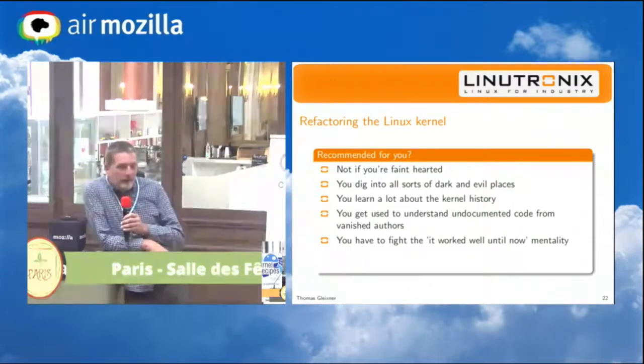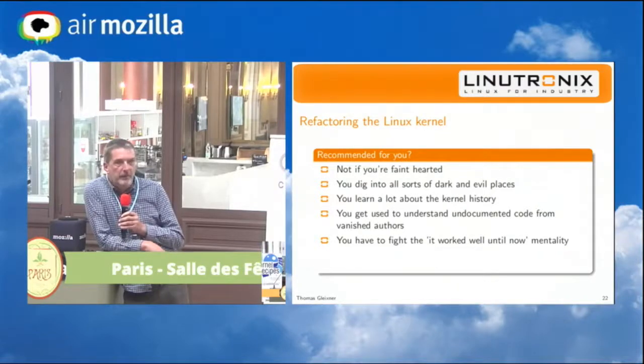But on the other hand, you learn a lot about kernel history. You learn a lot about the concepts in the kernel. You figure out why things which do not make sense at all are the way they are, because some of them are historically grown and just workarounds around the fact that nobody wanted to change the underlying infrastructure.